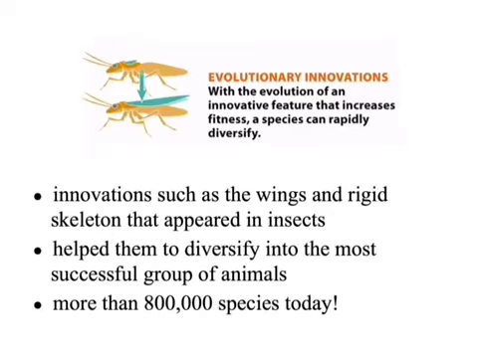The last thing we're going to look at is evolutionary innovation. With the evolution of new innovative features, we see an increase in fitness, and a species can rapidly diversify and speciation occurs. One example of this is the innovation of wings and a rigid skeleton structure that appears in insects. The hard skeleton is very protective, and wings allow these animals to reach brand new resources that were not available to them before. This type of diversification has led to more than 800,000 species of insects alive today.